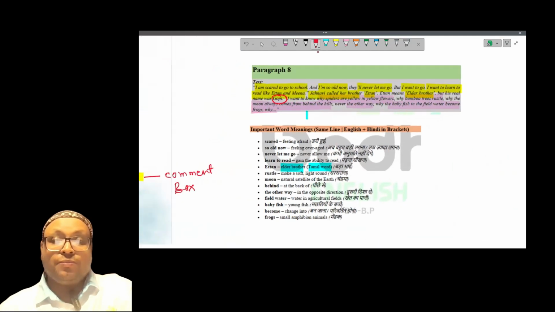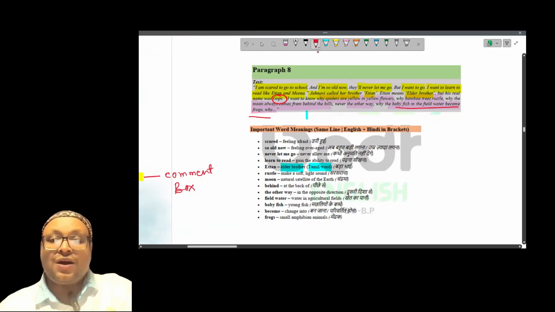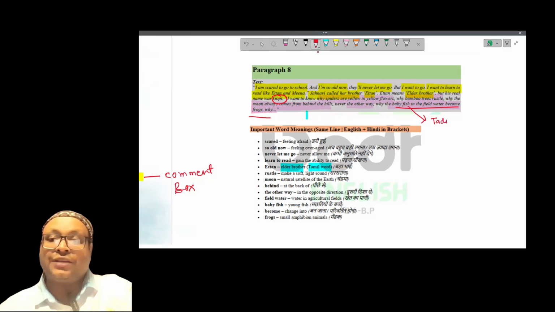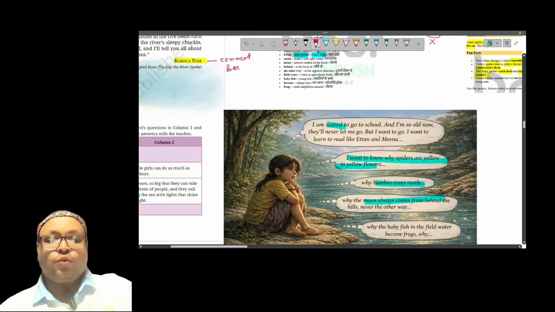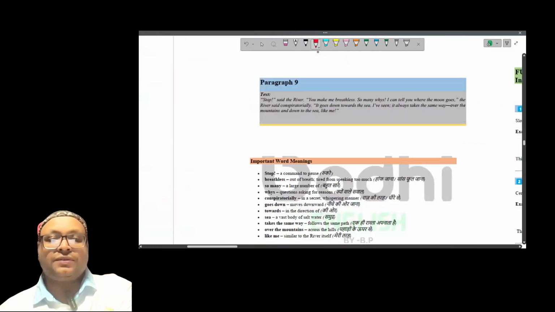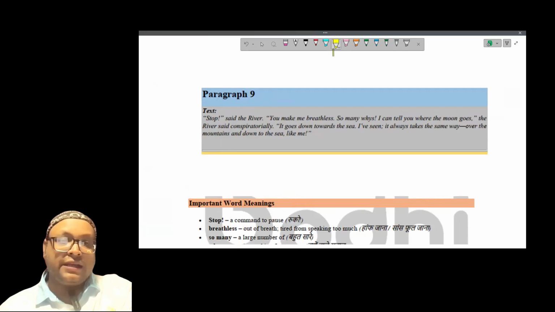Fourth question, why do baby fish in the filled water become frogs? How? We know these baby fishes which look like baby fishes, actually those are tadpoles. They look like fish, but actually they are not fish. Slowly through the evolution of growth, these tadpoles which look like fish convert into frogs at last. Anyway, look at it carefully. We shall go to the next paragraph. That is paragraph 9.